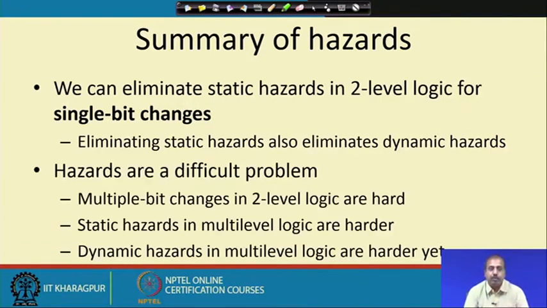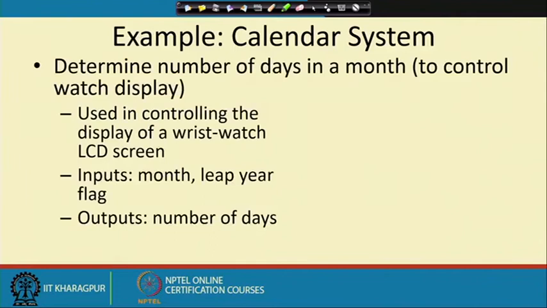Hazards are a difficult problem. Multiple bit changes in 2 level logic are hard. Whatever example we are considering, we are considering only a single bit change. If multiple bits are changing, it is difficult to solve that type of hazard. Static hazards in multi-level logic are difficult, and dynamic hazards in multi-level logic are yet harder. So, it is difficult to solve this dynamic hazard problem for a multi-level circuit.